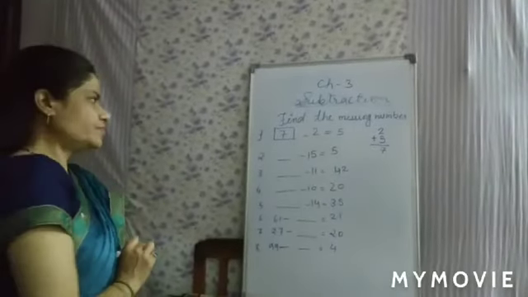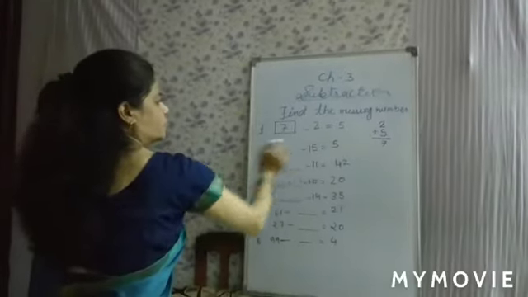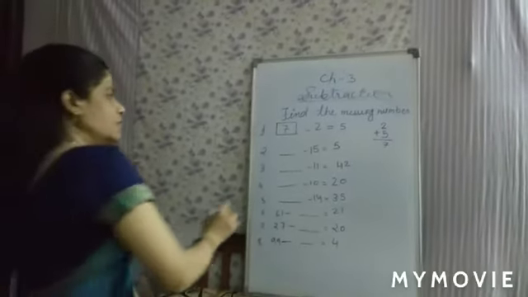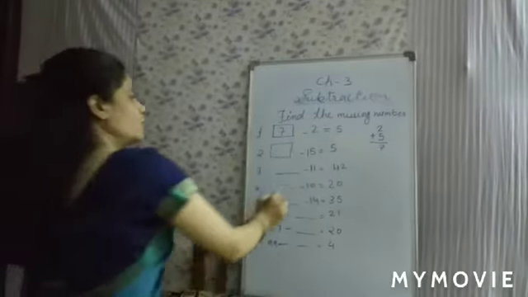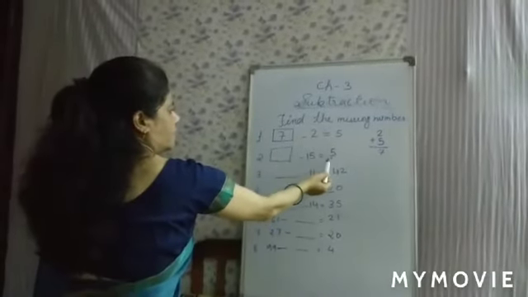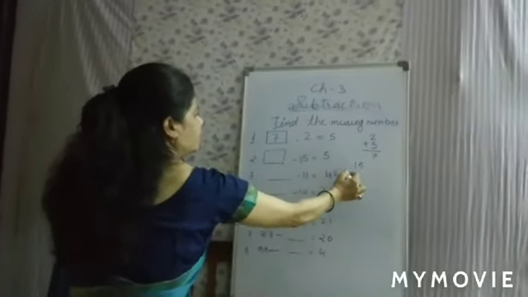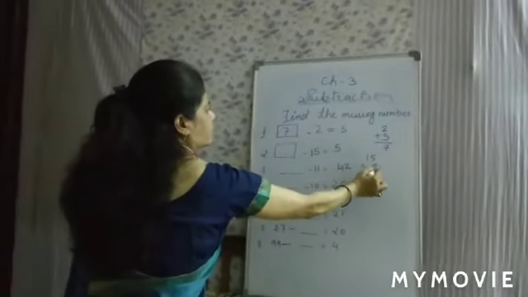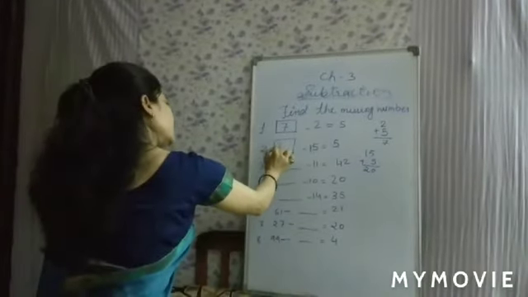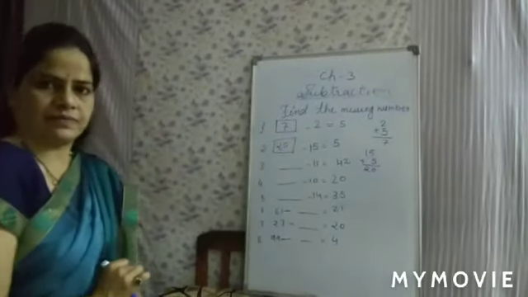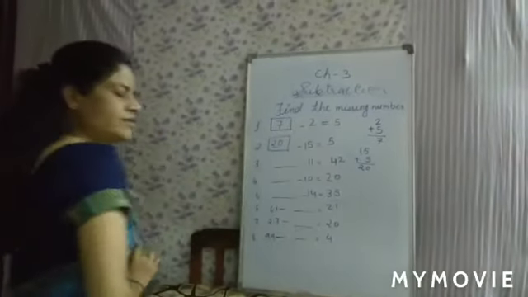Okay. Next, dash minus 15 equals 5. Here again you have to find the bigger number. So you have to add the smaller number and the difference. Here the smaller number is 15 and the difference is 5. That will be 20. So the answer you have to write here is 20. Means 20 minus 15, you will get 5.